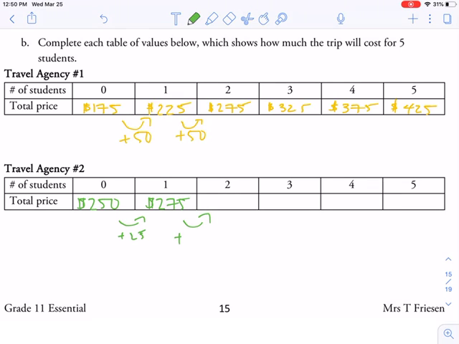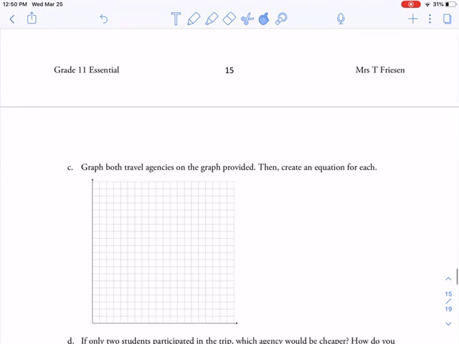Then when we add another student, we're adding another 25, so we're going to get to $300. Wow, that was hard to write. Then again, and so on. You see the pattern. At 3 students, it's going to cost us $325. At 4 students, it's going to cost us $350, and at 5 students, it's going to cost us $375 for that many students. All right, let's go on to the next page to talk about these.